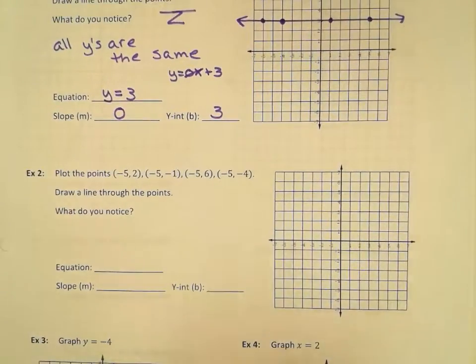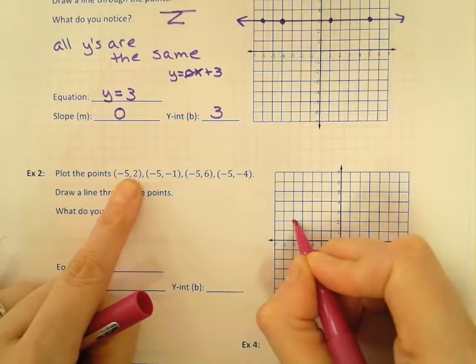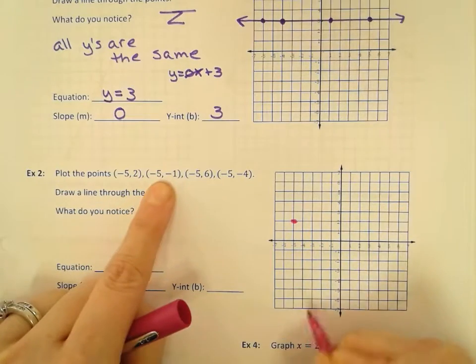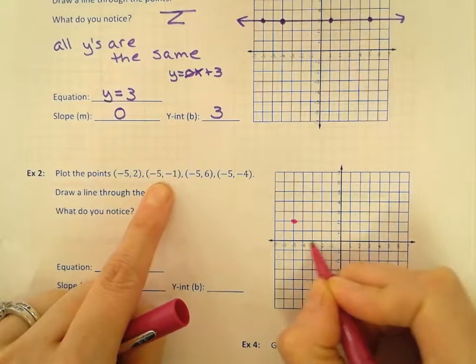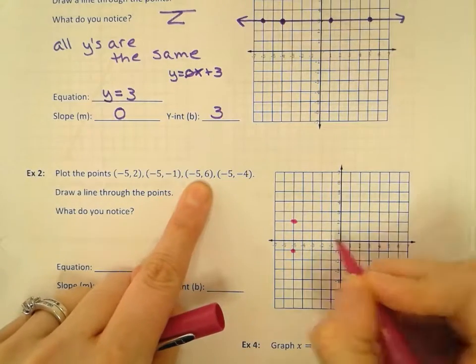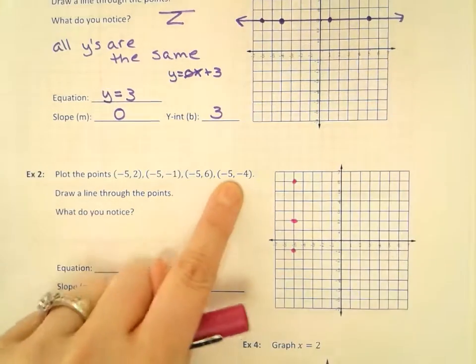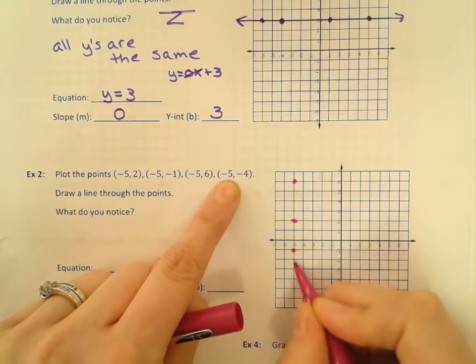Example 2. Okay. We're going to do the same thing, plot our points. So I've got negative 5, positive 2, which means go to the left 5 and up 2. Negative 5, negative 1 means go to the left 5 and down 1. Negative 5, 6 means go left 5 and up 6. And then negative 5, negative 4, left 5, down 4.